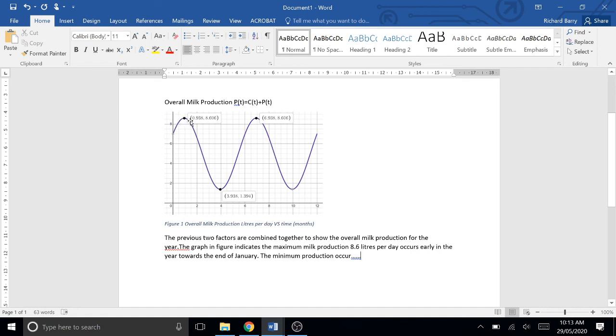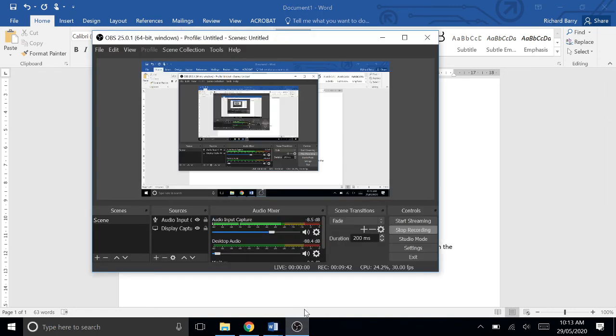When is the milk production high? When is the milk production low? What does that mean in actual real terms? Please remember, my graphs here have got a different B term, different period than your graphs. Okay, signing out for now.